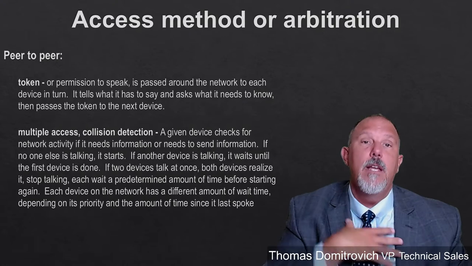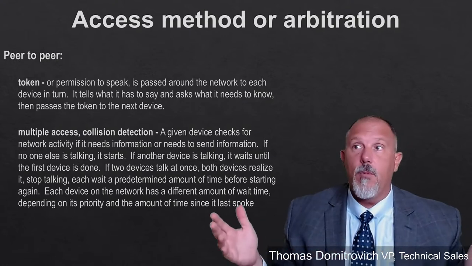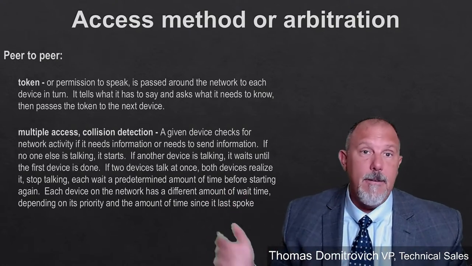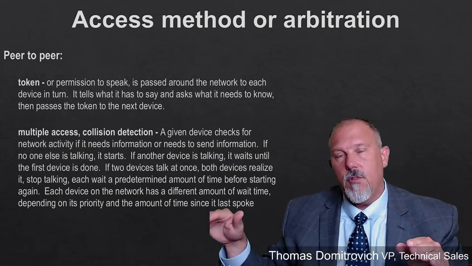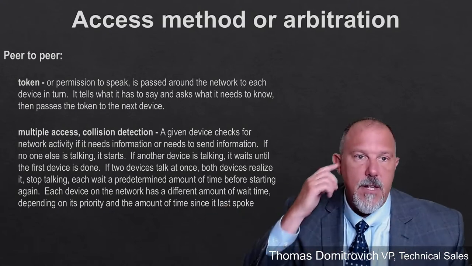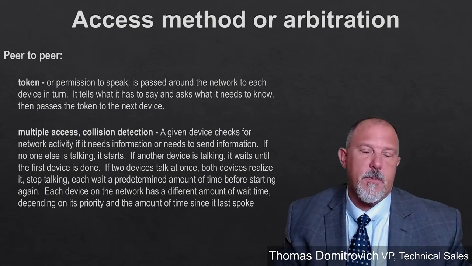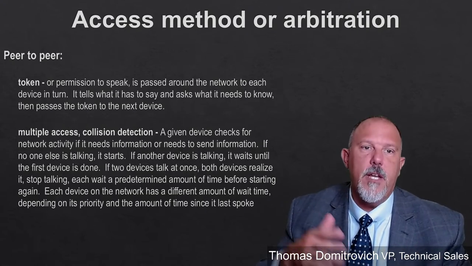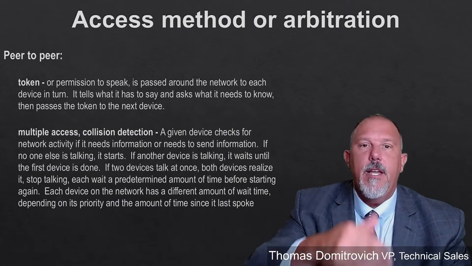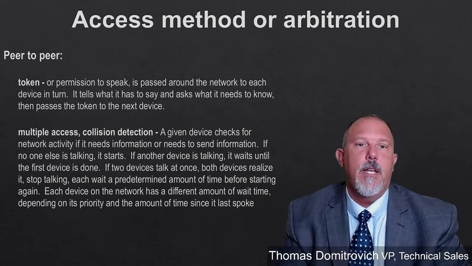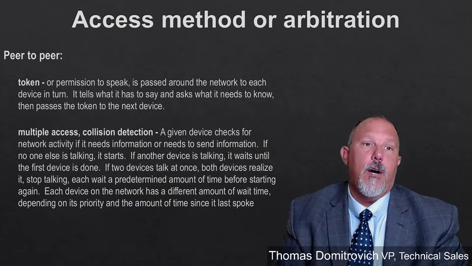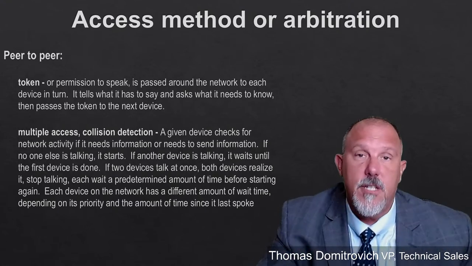Most of what I've seen is master-slave. Peer-to-peer might be something like a computer network, an Ethernet LAN. When you get to a daisy chain of devices, that's typically your master-slave type of communication. And this is just an explanation of how peer-to-peer works. There could be a token where you say, you have permission to speak, and it's passed through the network, or it could just be multiple access collision detect.